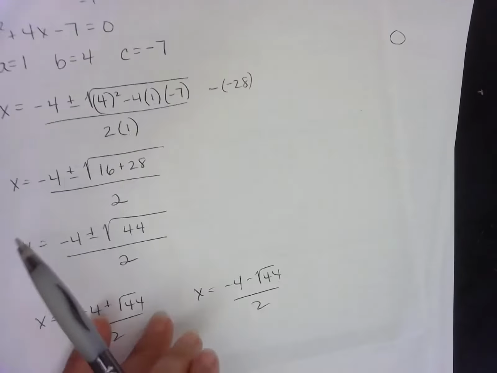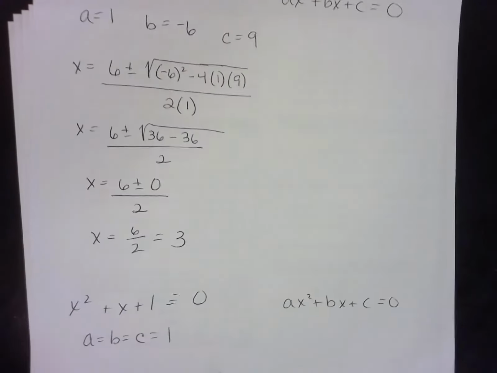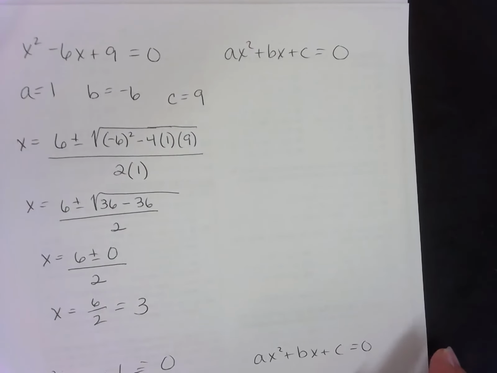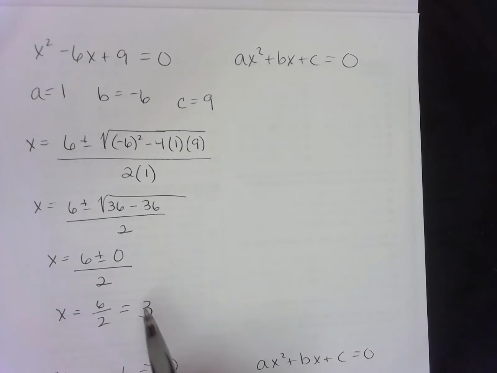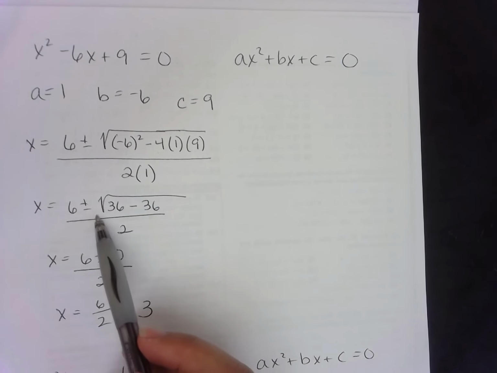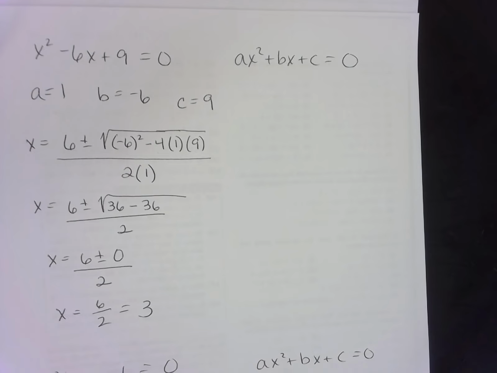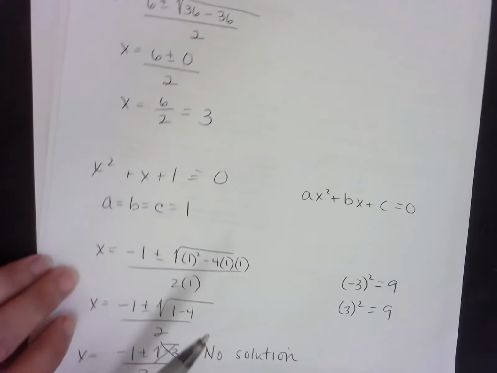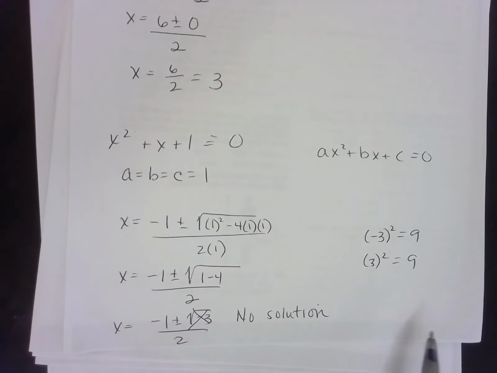Here was my one solution case, right? So in my one solution case, I ended up with 0 under the radical. So when I have 6 plus or minus 0, really that's the same thing, right? 6 plus 0 and 6 minus 0 are exactly the same thing. So when I end up with 0 underneath the radical, that's an indicator I'm going to get one solution. And then finally, in our last case, you might notice that I ended up with a negative number under my square root, and that is a no solution case.